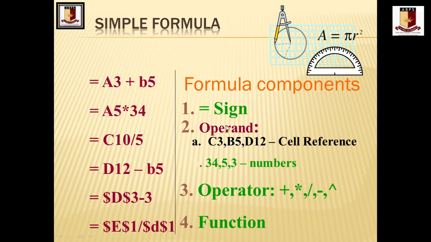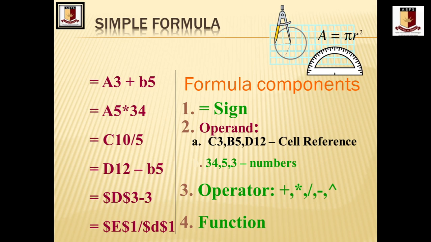The other component is the operand. Operands, we can say, participate in this expression or formula, like values or cell references. These are the different things that are actually used as operands. Now the next component is the operator. You already know these operators, like plus, minus, multiplication, division, and this one is the exponent. And finally the fourth one is the function.